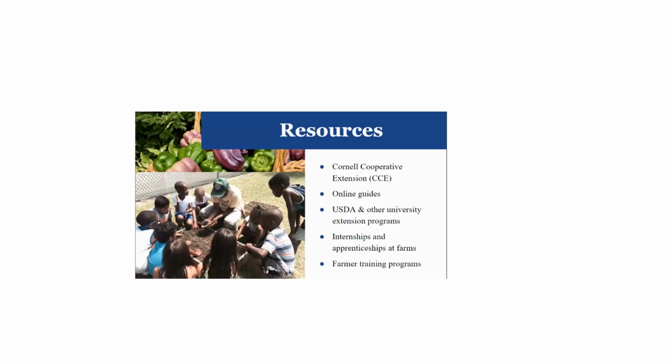There's Cornell Cooperative Extension. They have so many guides and they can identify different things going wrong with your plants. There are other types of online guides from other sources. You can look at the USDA, other university extension programs. I use information from them all the time, like with Pennsylvania State University Extension, for example. It's a good one because the climates are similar and the information is just good.